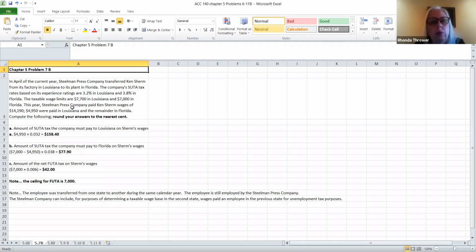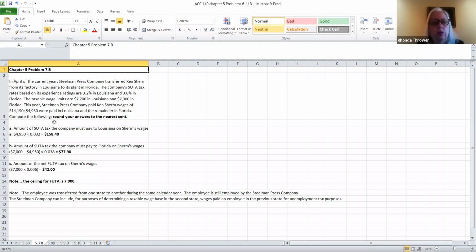This year, the Stillman Press Company paid Ken Sherm wages of $14,190. $4,950 of those were paid in Louisiana. So this $4,950 will be subject to Louisiana state taxes. And the remainder of those wages were paid in Florida.